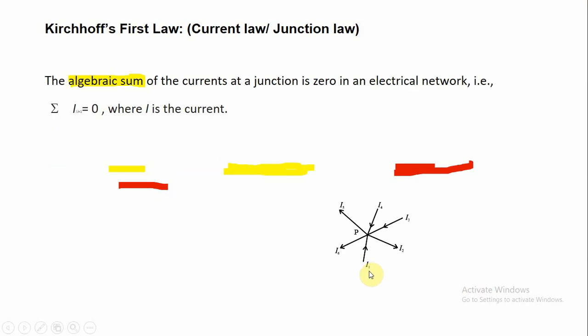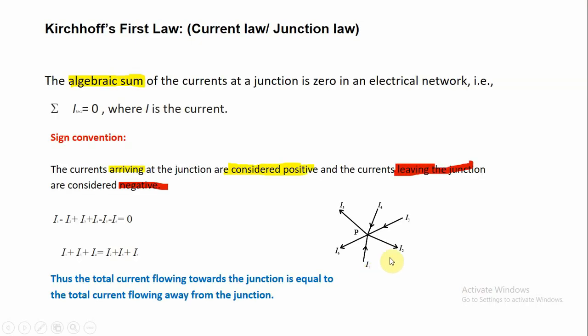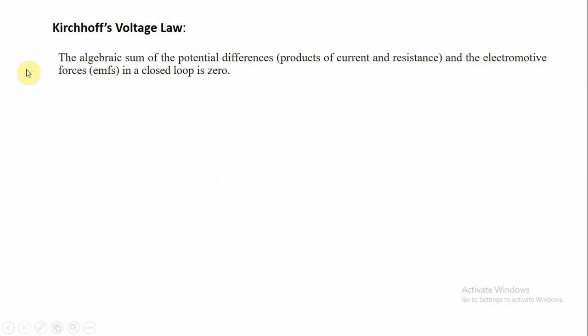Okay, so I hope it was clear how we calculated the value of current through the junction law. Now we will move ahead and study the second law of Kirchhoff, that is the voltage law. It says that the algebraic sum of the potential differences, that is the product of current and resistance, according to Ohm's law, V equals IR, we know. So the algebraic sum of potential differences and the electromotive force, that is EMF, the battery connected in the circuit, in a closed loop, is 0.